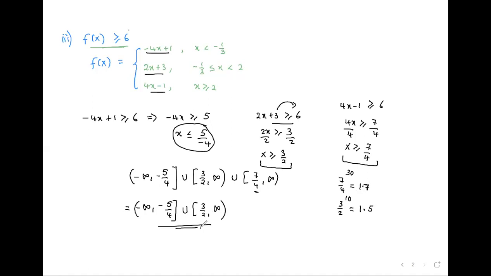So you go to each piece of the function. Since each piece represents f, you pick each piece. The first piece, solve greater than or equal to 6. The second piece, greater than or equal to 6. The third piece, greater than or equal to 6. And then get the union of those pieces. That becomes your solution set.